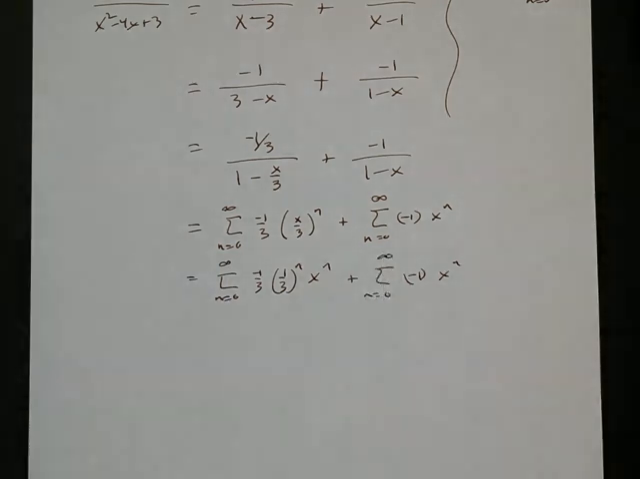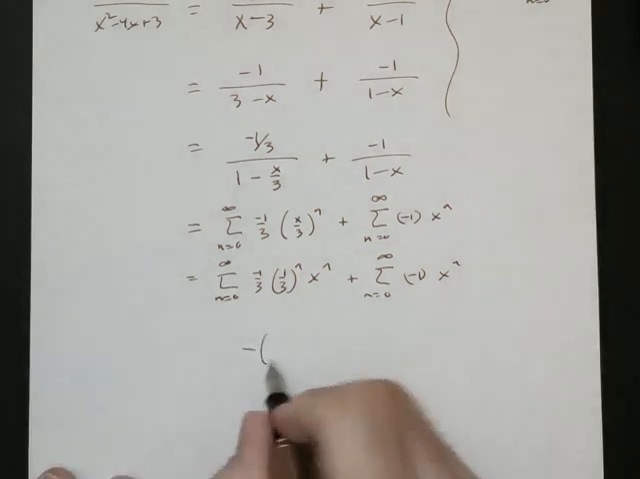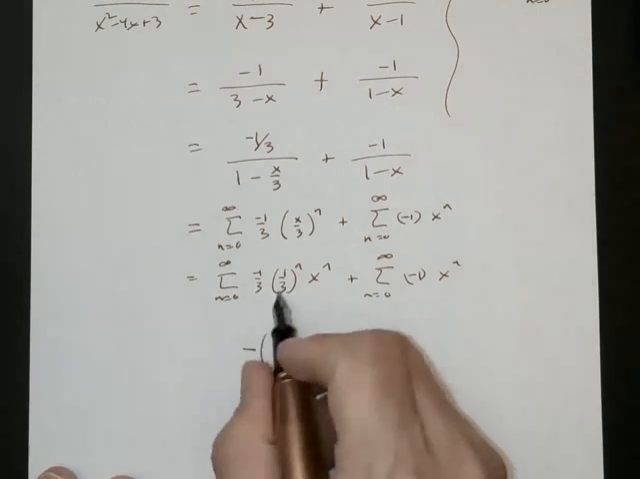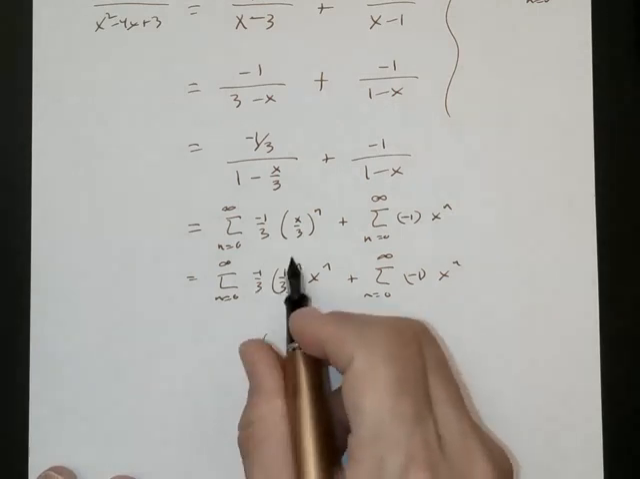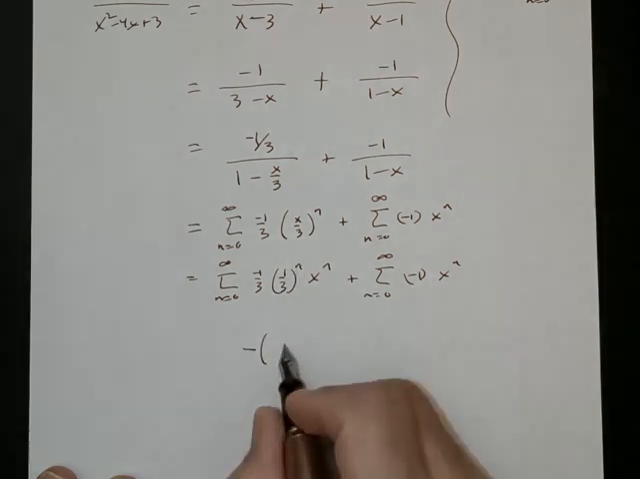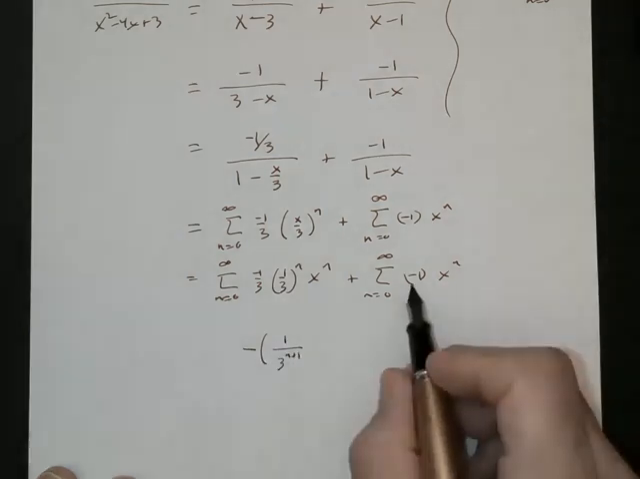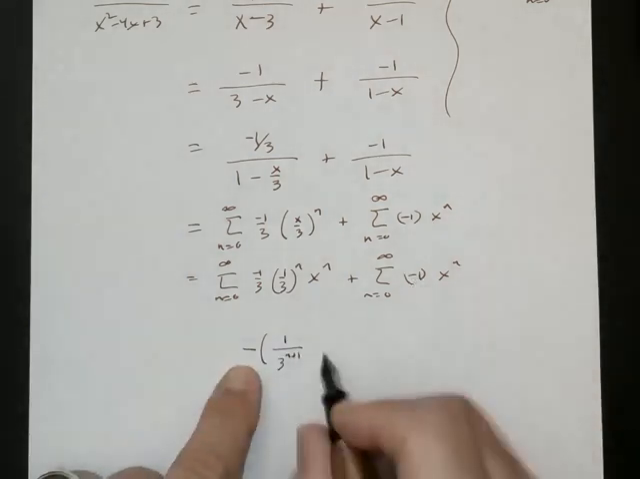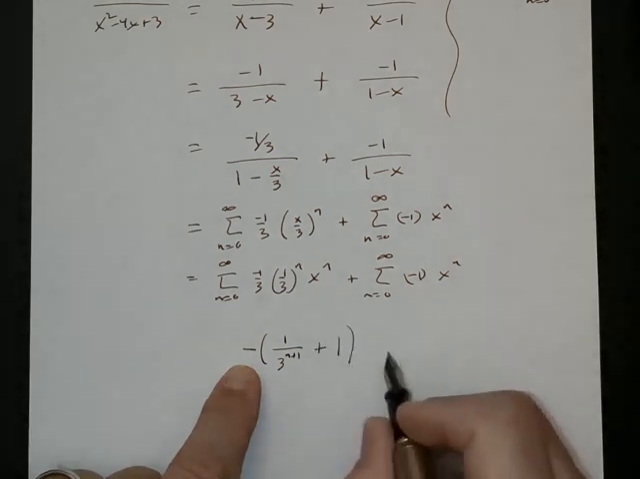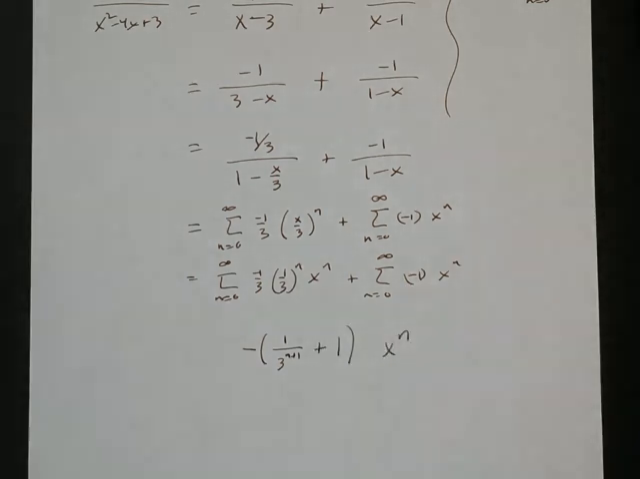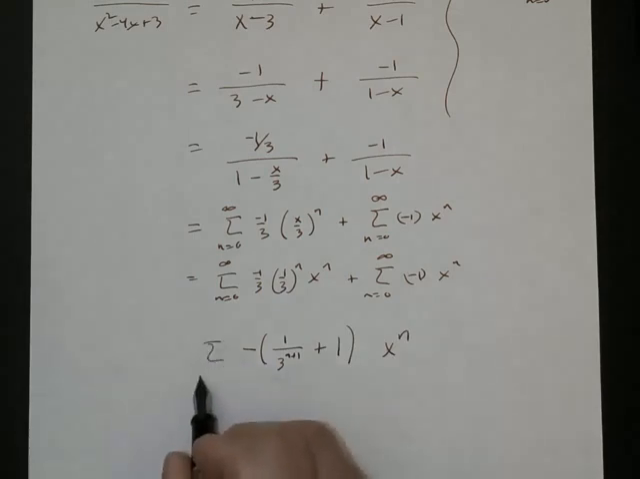Both of these are negative, so I'm going to have a negative in front of this whole thing. These 3's can be combined. That'll give me a 3 to the n plus 1 in the bottom. If I pull the negative sign out here, then I'm adding 1, and I've gathered my like terms. And that goes from 0 to infinity.